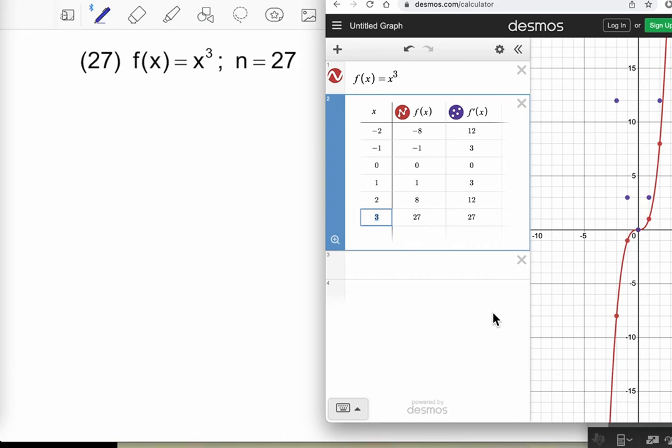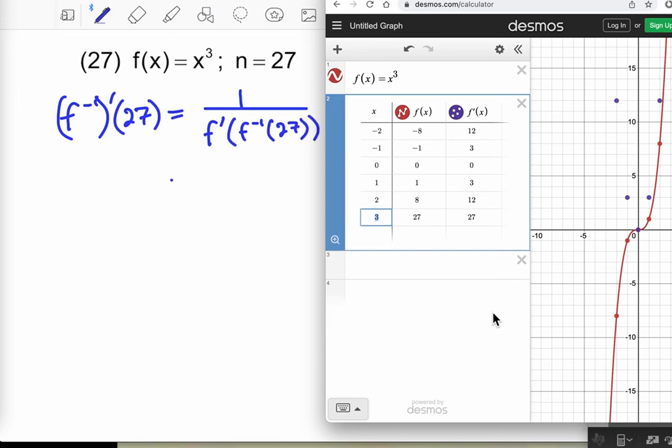So f as an inverse's derivative. Pen not working. There we go. At 27 is equal to 1 over the derivative of the inverse at 27, which coincidentally is also 27. Doesn't always play out that way, but that's kind of interesting. So 1 over 27, and that would be it.